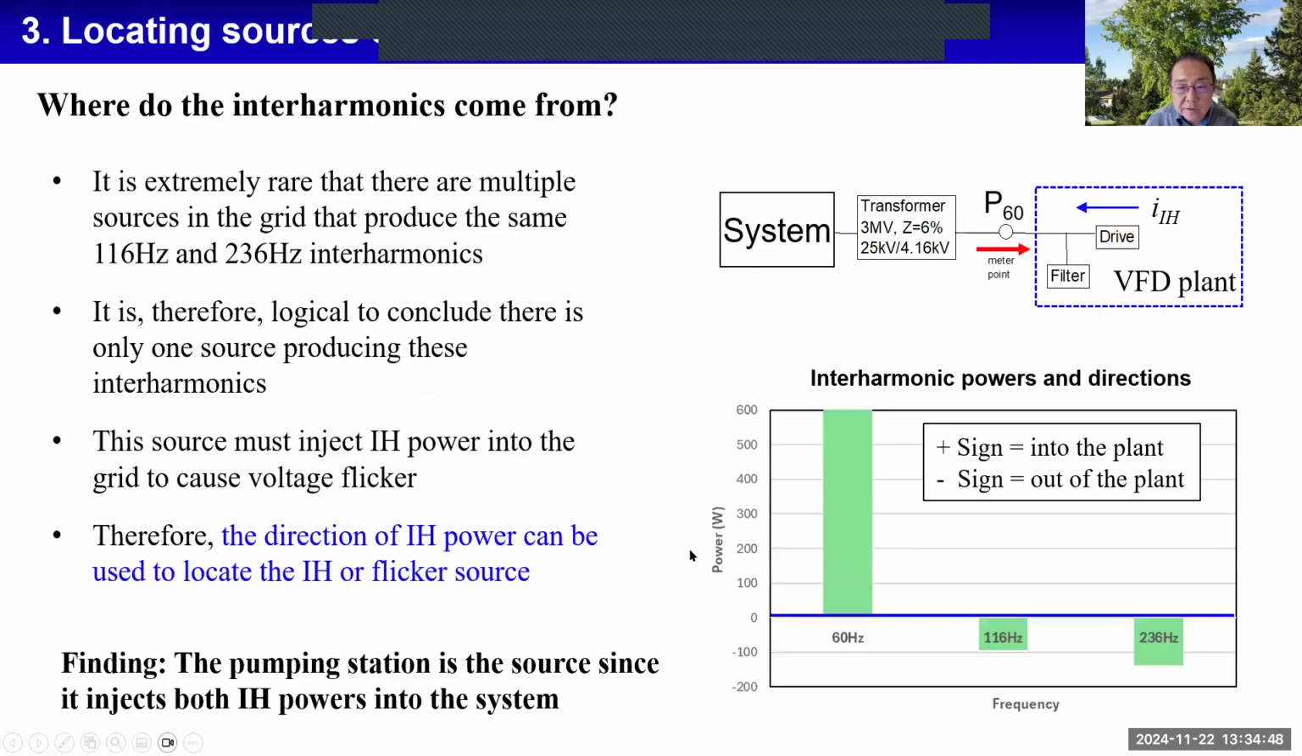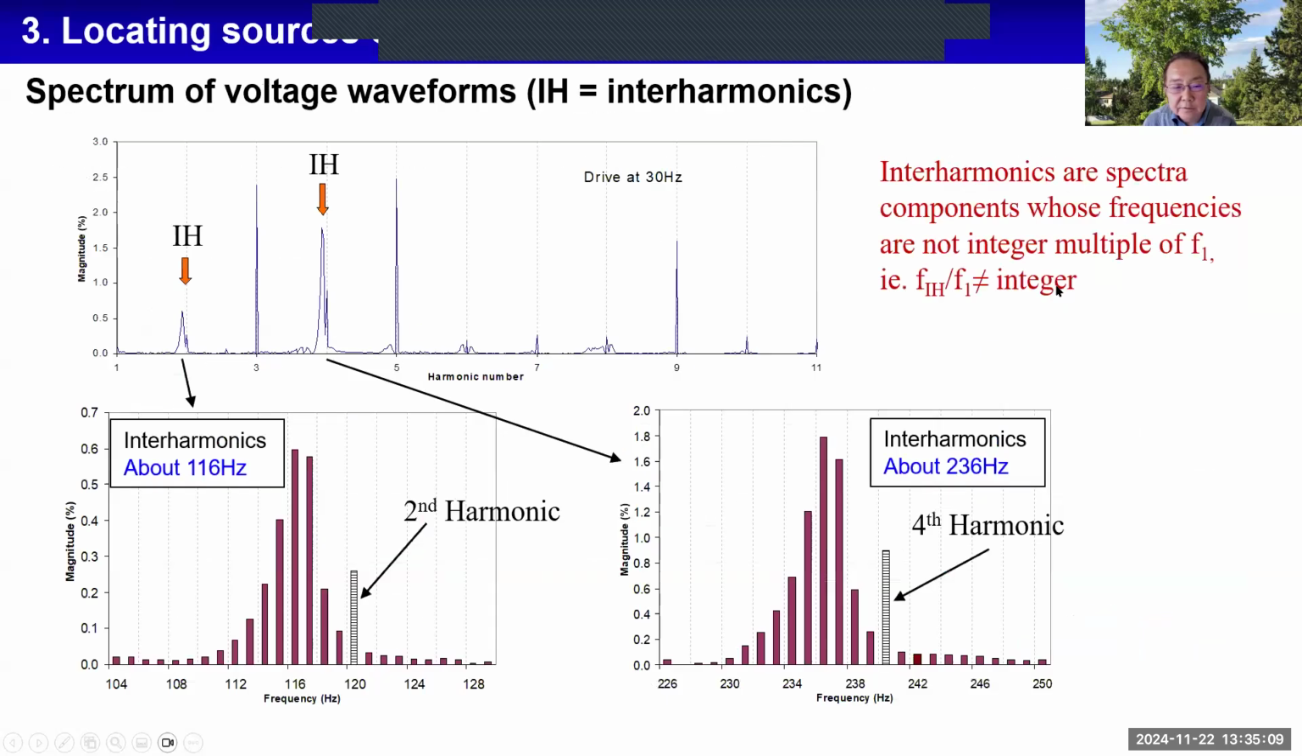The problem is caused by this. Interharmonic is a current being injected by the drive. This is the filter, and the system has an impedance. Imagine the filter as a capacitor and the system impedance as a reactor. That forms a parallel resonance point. As a result, at around 240 Hertz, you see here, there is a large increase of interharmonic voltage, which causes voltage flicker. Mainly this component, not this one.